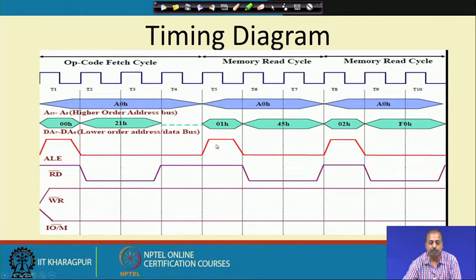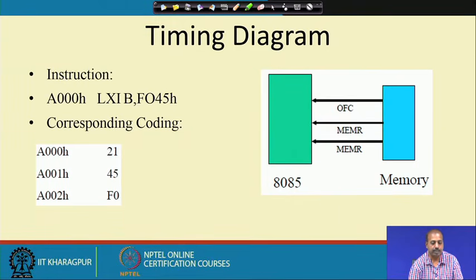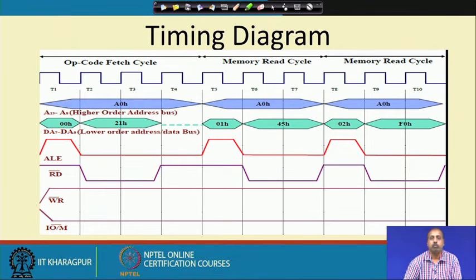In the T5 clock cycle, the processor understands that this 21 hex is the code of the LXI B instruction. So, it has to get 2 more bytes and accordingly initialize the B and C registers. So, it will do that.